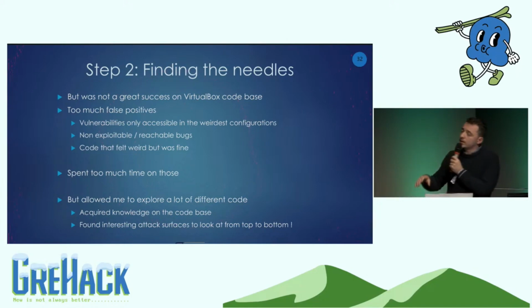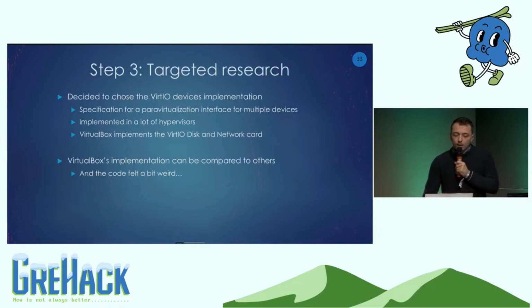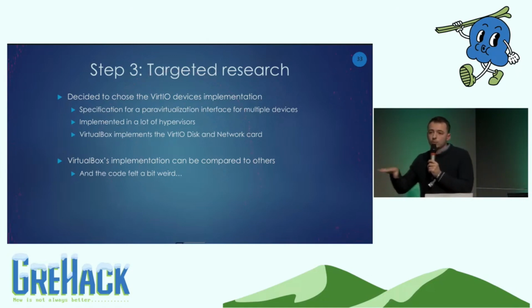But by doing this, I still acquired a lot of knowledge on the code base, so I've seen what was fine, what wasn't, and what kind of attack surface was interesting. And I decided to just take an attack surface and look at it from top to bottom. To do that, I decided to look at the Virtio device implementation. So Virtio is a specification for a para-virtualization interface, a specific component for hypervisors to expose to guests, where you can implement multiple devices.